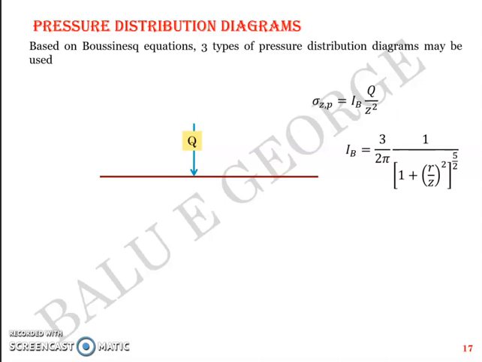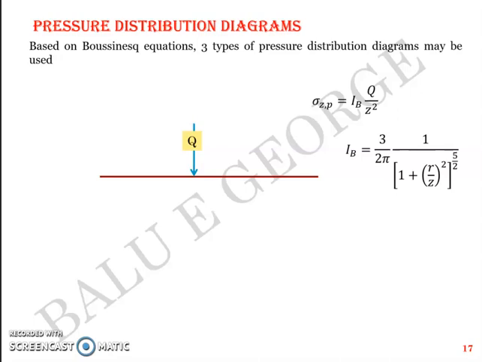Now, like we discussed in the previous video, based on the Boussinesq equation, you can have three different pressure intensity distributions. Number one being the isobar. So an isobar is nothing but an imaginary line beneath the ground level which joins points of equal stress intensity. The pressure bulb was one such example, which corresponds to 0.1 or 10% of the applied load.